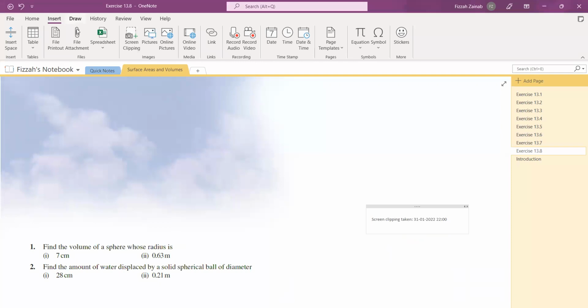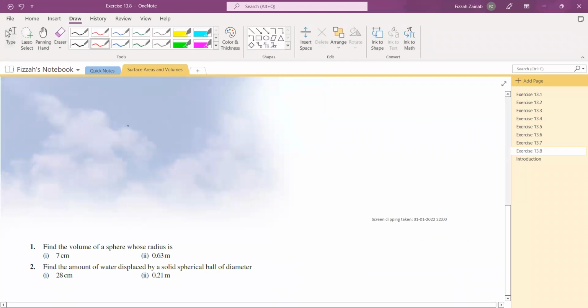Okay, first question. Find the volume of a sphere whose radius is this. So I'm doing the second part, the first part you can do. Radius is 0.63 meters and you have to find the volume. So just now you have seen the formula 4/3 pi R cube. So simply put the values, that's it. 4/3 into 22/7 into R cube. So that means 0.63 whole cube.